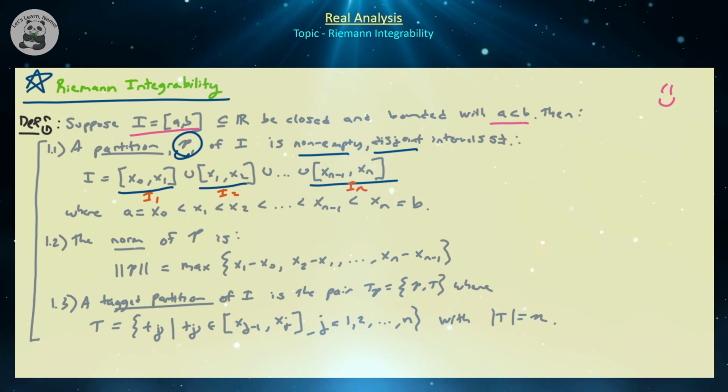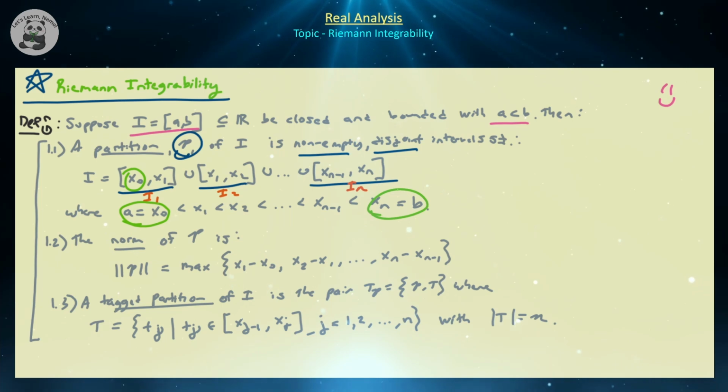So we have n intervals that comprise the partition of I, with the requirement that a is x0, b is xn, so those are the boundaries of your interval, and then xj is less than x_{j+1}, where j ranges from 0 to n minus 1. So if you have two boundary points for your interval, those must be strictly less than each other, just like our interval [a, b].